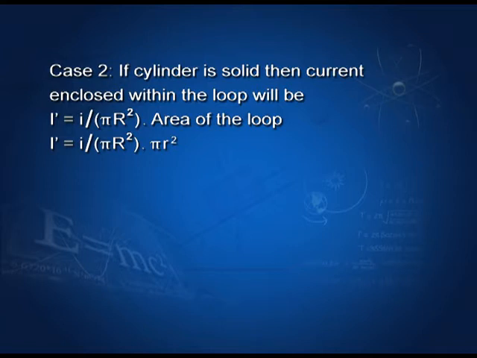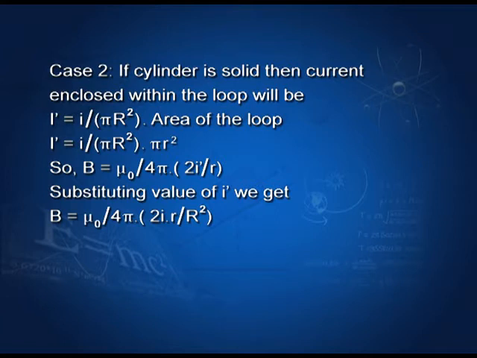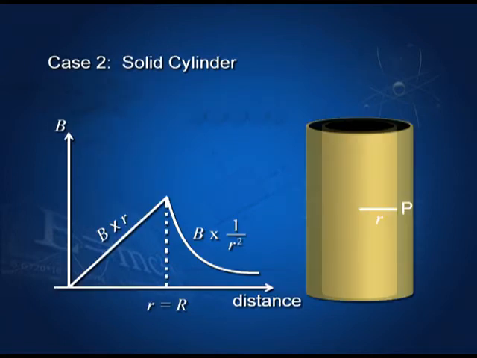Substituting this value of the current in the magnetic field, B equals mu naught upon 4 pi, 2 I dash upon r. We get B equals mu naught upon 4 pi, 2 I into r divided by capital R square. The following graph represents the variation of magnetic field B with the distance.